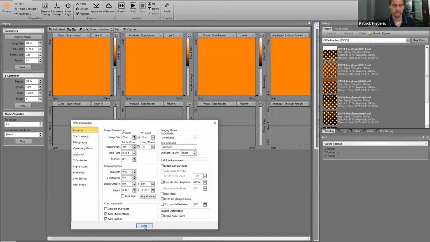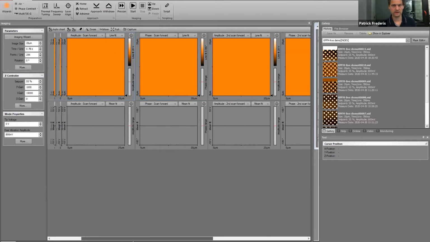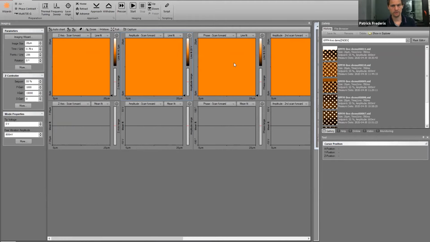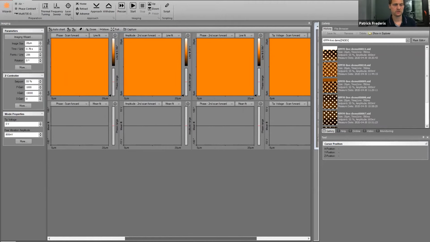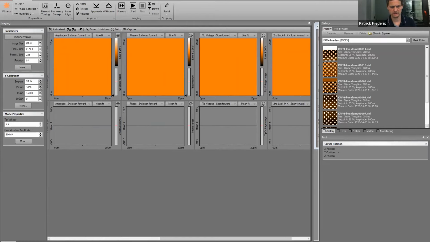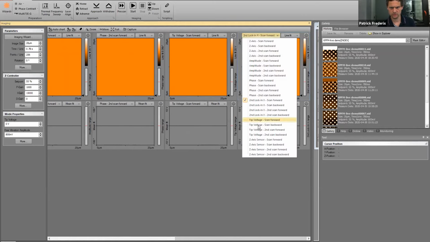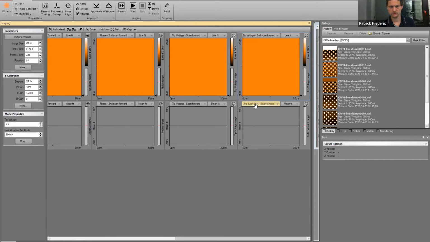That is now set up. It has rearranged these display fields automatically. So again, topography, amplitude, phase. And since we are now scanning twice, the area you have there, the amplitude of the second scan, the phase of the second scan. And here you have the tip voltage of the first, and there I can also have then the tip voltage of the second scan.